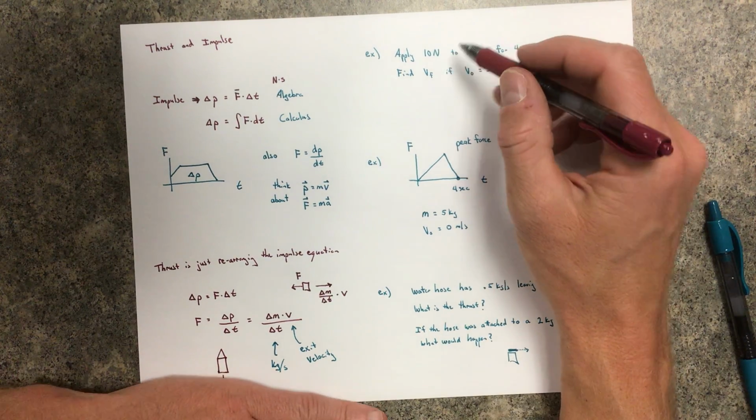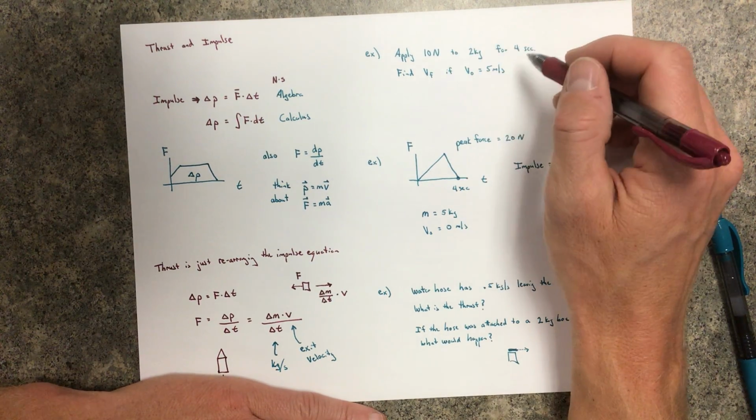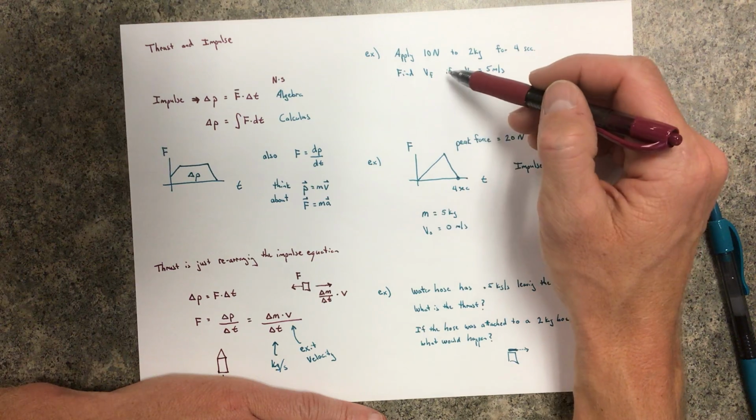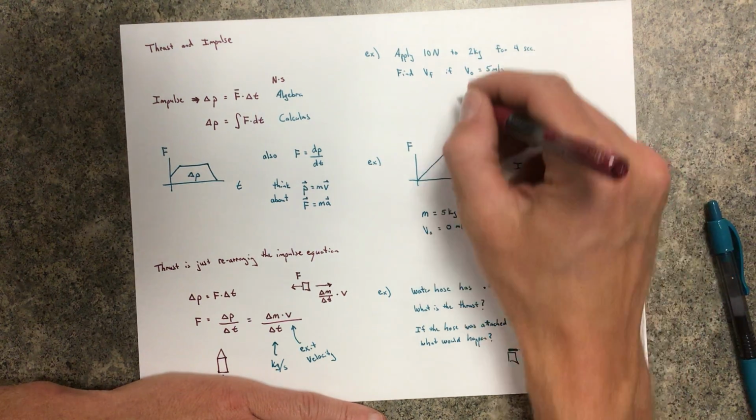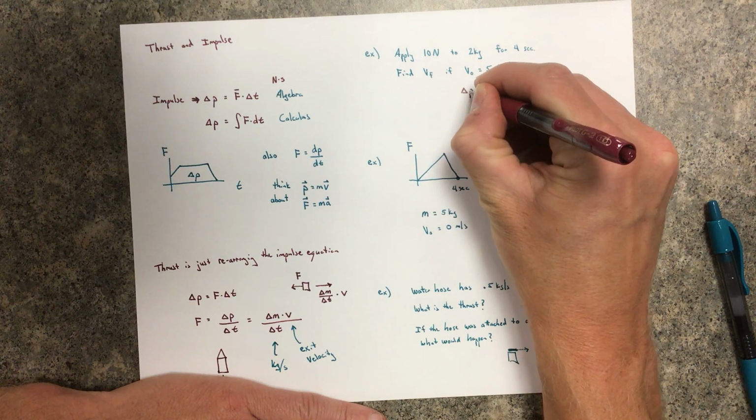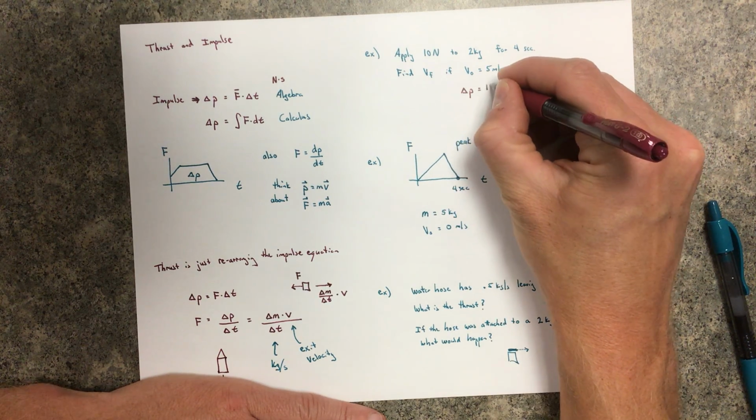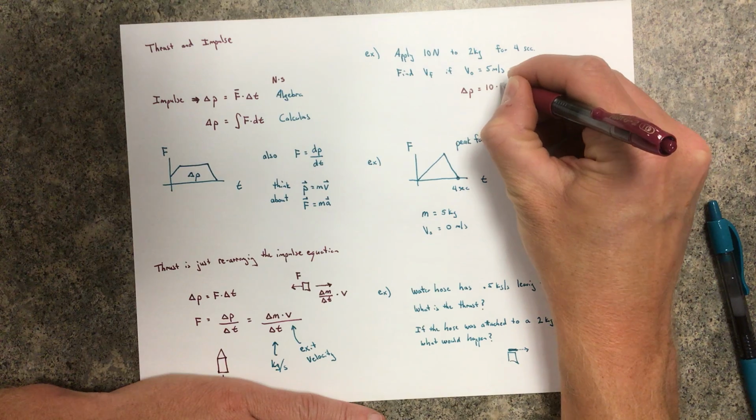If I apply 40 newtons of force to 2 kilograms for 4 seconds, find the final velocity of the object if the original velocity is 5. Well, thinking about it in this case, what is delta P? Delta P is going to be that force, 40 newtons, for 4 seconds.